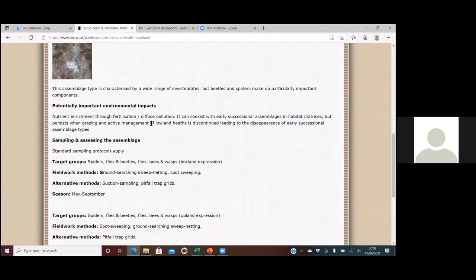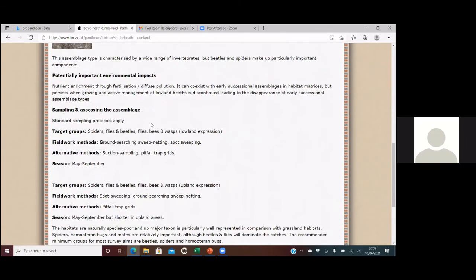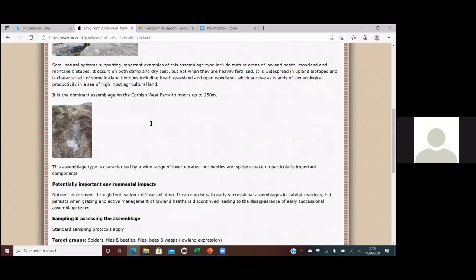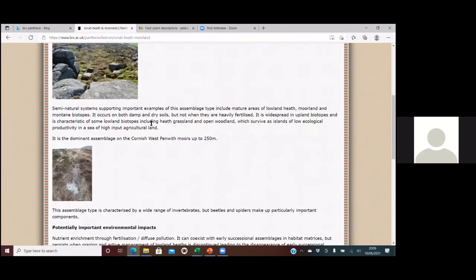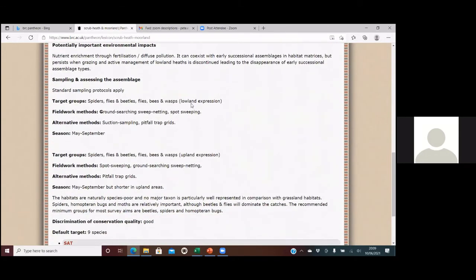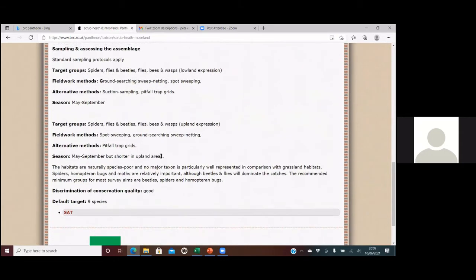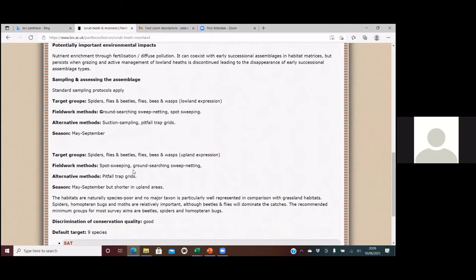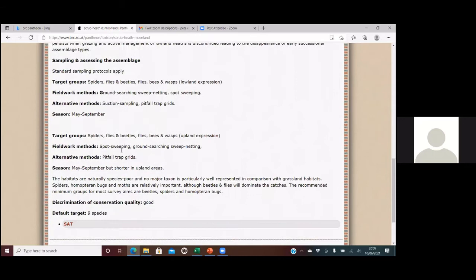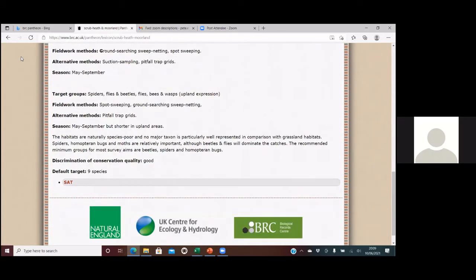It tells again about the environmental impacts, how to sample and assess, and what to sample and assess. Obviously, the name there, scrub heath and moorland. Scrub heath relates to the lowland sites, whereas moorland is obviously an upland situation, and they need to be tackled slightly differently and at different times of year, as you would imagine. When you get onto moorlands, generally things happen a little bit later in the year than they do on the lowland sites because of temperature and weather and that sort of thing.